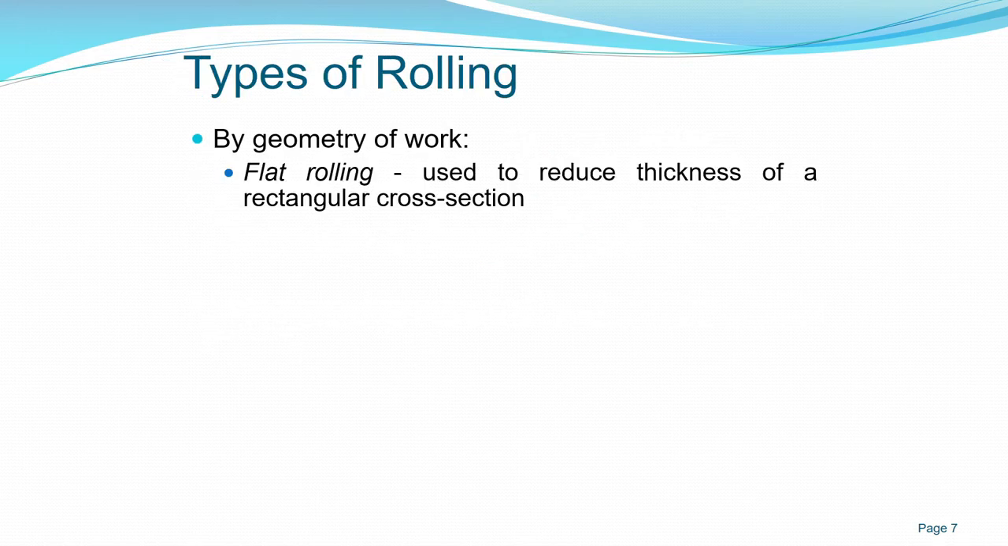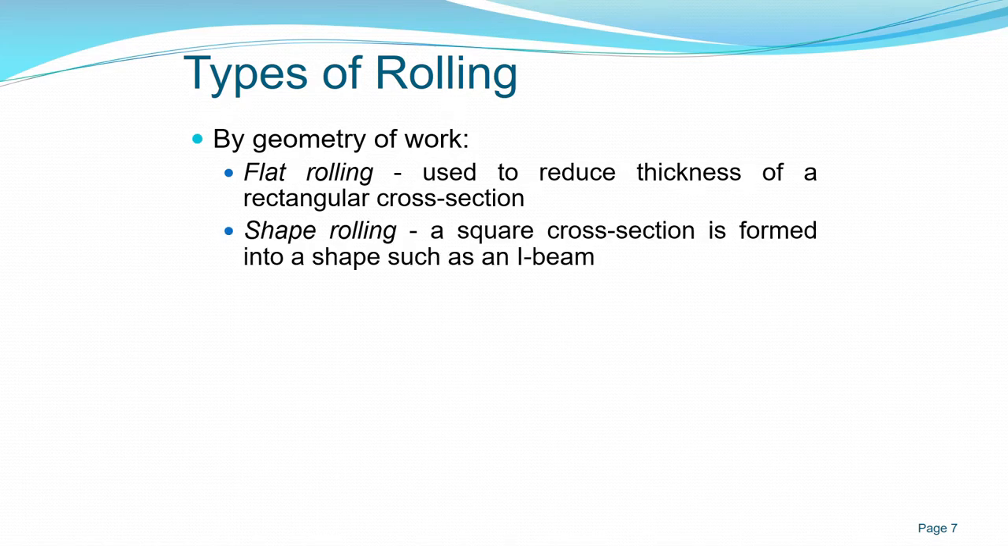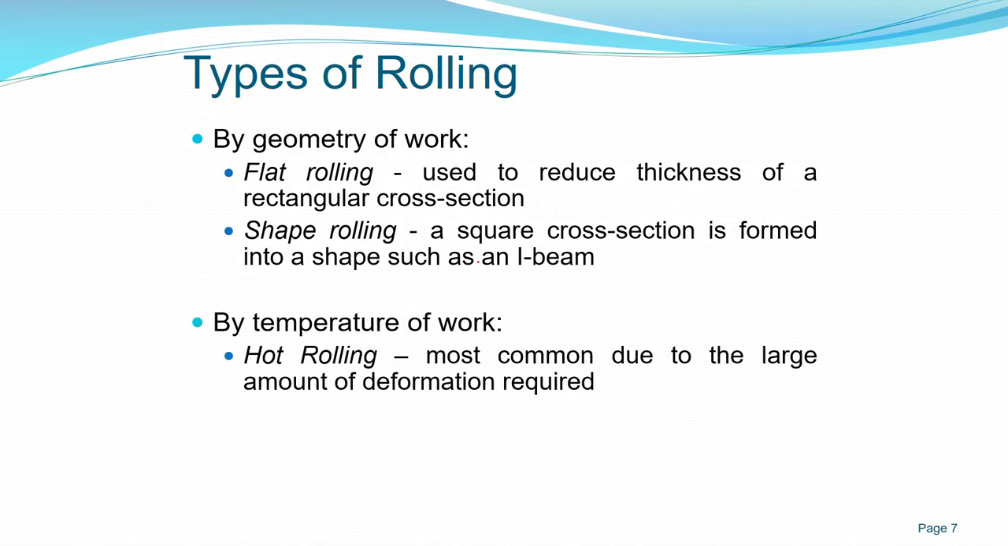Then, the types of rolling by geometry of work. We have flat rolling, which is used to reduce the thickness of a rectangular cross section. Next, shape rolling, where a square cross section, from a slab for example, or from the bloom, is formed into shapes such as an I-beam.